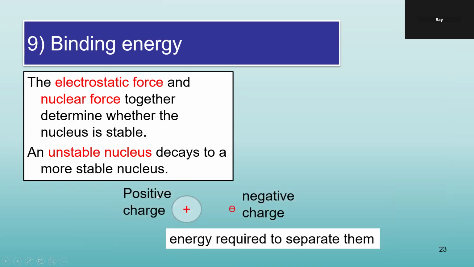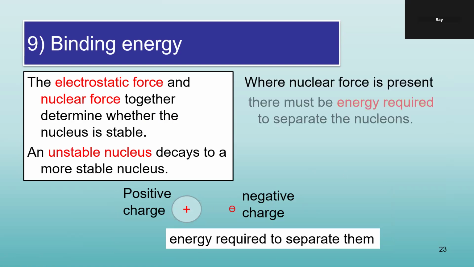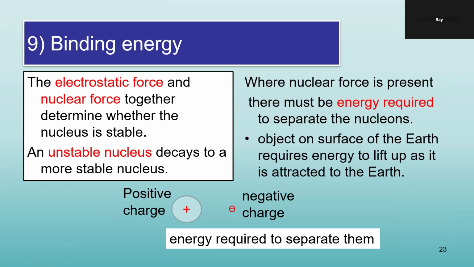Okay, if you have a positive charge and a negative charge, there's attractive force. So energy is required to separate them because there's attractive force. Where nuclear force is present, there must be energy required to separate the nucleons. An object on the surface of the Earth requires energy to lift it up. Right? Same as an object at the surface of the Earth, you need to put energy in to lift it up because there's an attractive force between the Earth and the object.